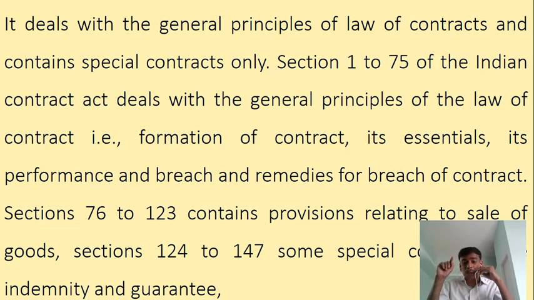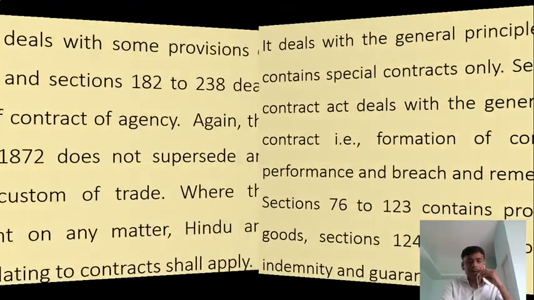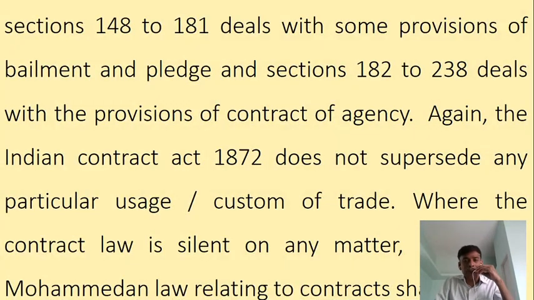Sections 124 to 147 deal with some special contracts like indemnity and guarantee, and contain the related provisions. Sections 148 to 181 deal with some special principles or provisions related to bailment and pledge. And sections 182 to 238 deal with provisions related to contract of agency.